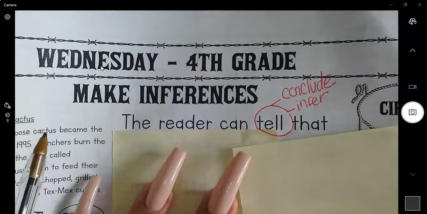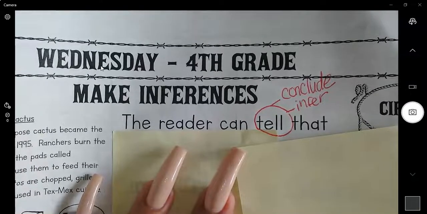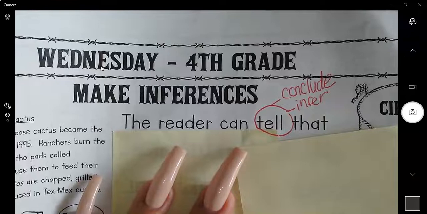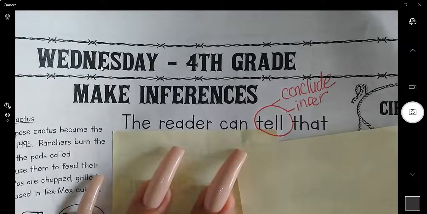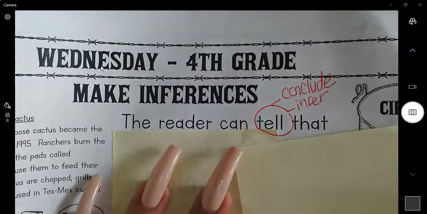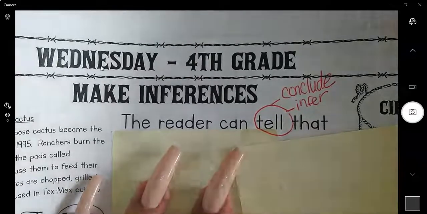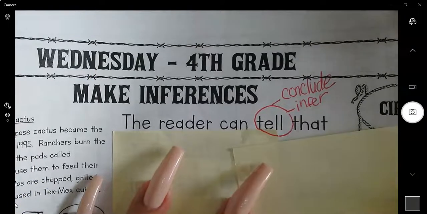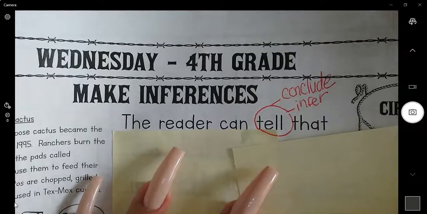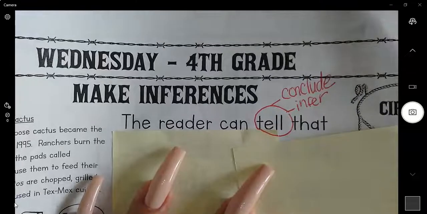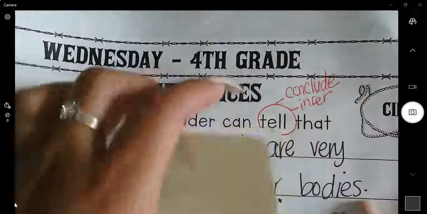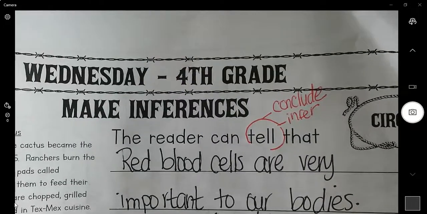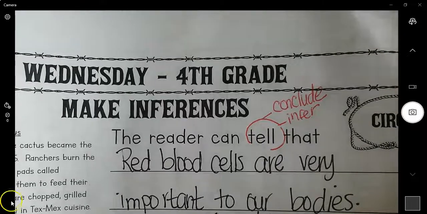So based on what we just read, what is something that we could infer? What was it talking about over and over again? Red blood cells. Good. What about them? Why are they so important? What do they do? They carry oxygen throughout your whole body. Okay. What happens if they don't carry oxygen throughout our whole body? Can we survive without oxygen? Absolutely not. So a statement that we can go ahead and do is red blood cells are very important to our bodies. So go ahead and write that down. Remember, pause the video if you're watching this independently.